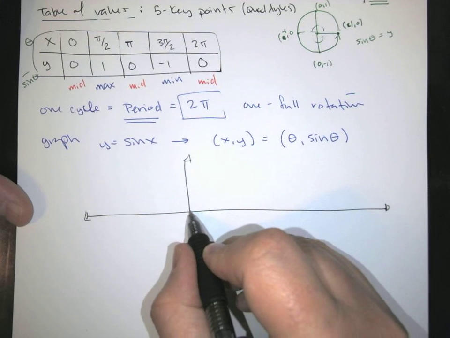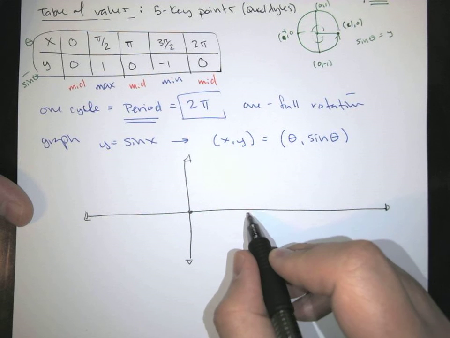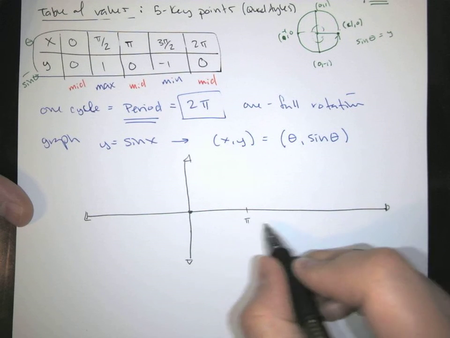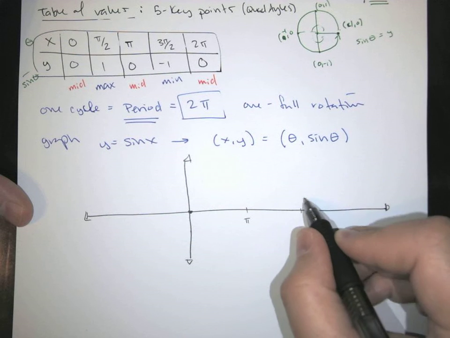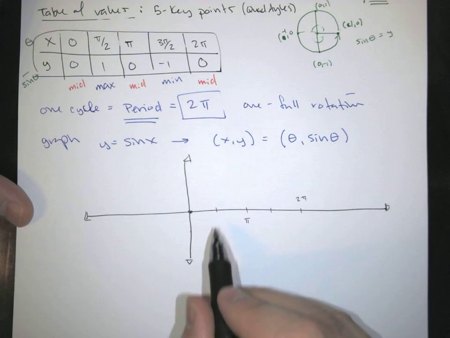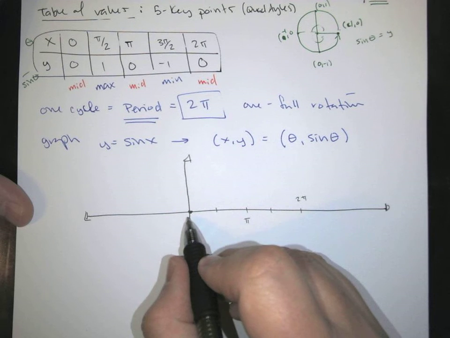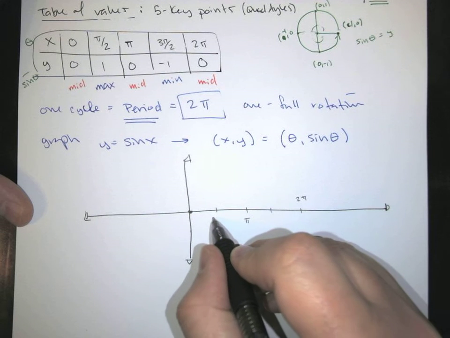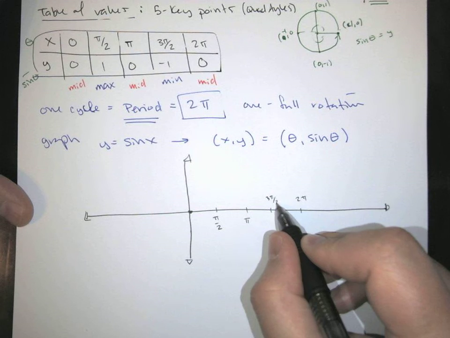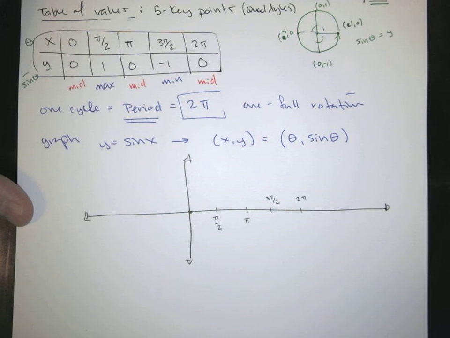So what we're going to do, we've got these 5 key points. So maybe halfway is here. Maybe our halfway value here is pi. Maybe 2 pi is here. We have sort of a quarter point and a 3/4 point. Obviously 0 is here. This would be, right, pi over 2. And this guy would be 3 pi over 2.